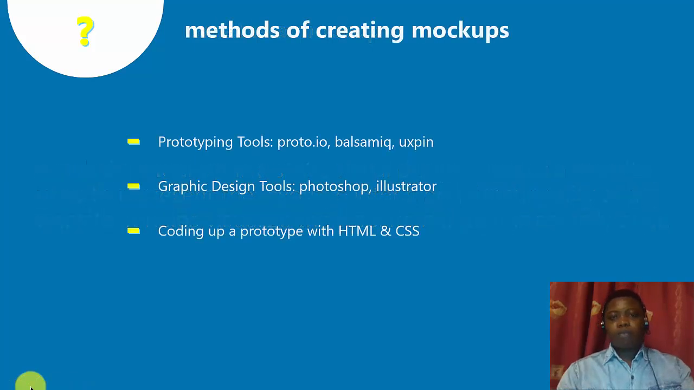So we would do a mockup, but okay, before I go there, let's talk about the methods of creating a mockup. Well, we have prototyping tools, of course: Proto.io, Balsamiq, UXPin. I personally have used Proto.io and Balsamiq. And they're pretty cool. You can just drag and drop, move things around, and play around with components and just see what it looks like at the end of the day before you start coding.